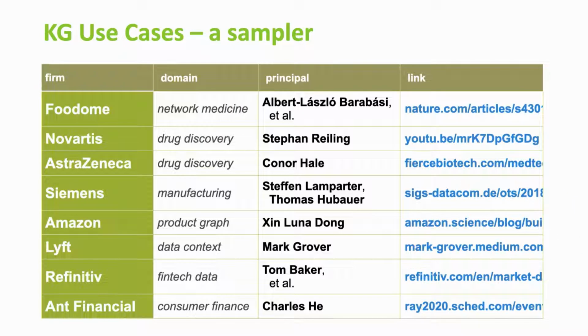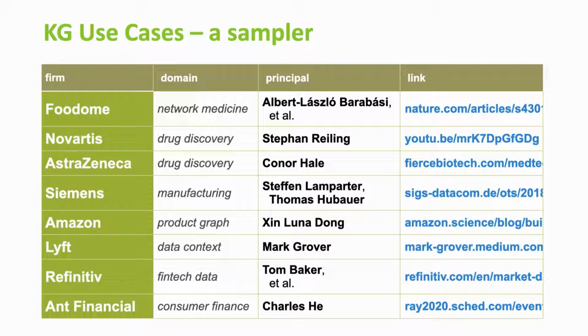I'll point out a few here. Foodome with Albert-László Barabási, really brilliant work. They've invented the term network medicine, and there's a Nature article that describes what they're doing. If you haven't seen this so far, it's one of the most sophisticated uses of graph technologies and probably some of the most major impact of what we'll see in terms of human outcomes. Also, I'll point to drug discovery from companies like Novartis and AstraZeneca, and we talk about Roche and many others.